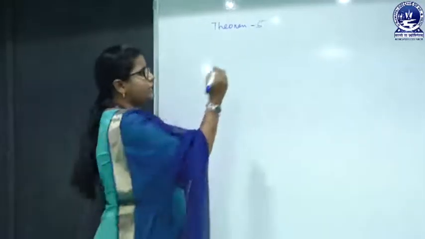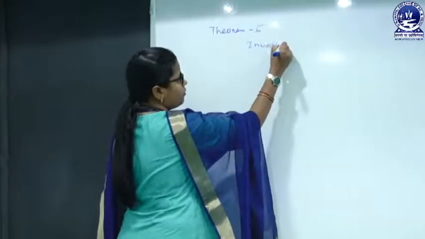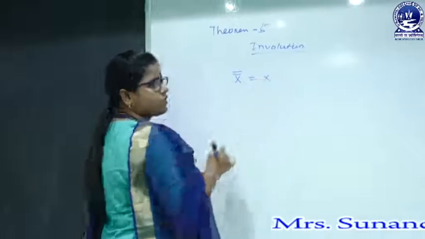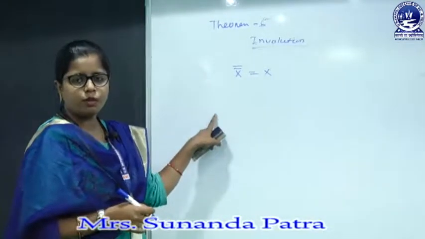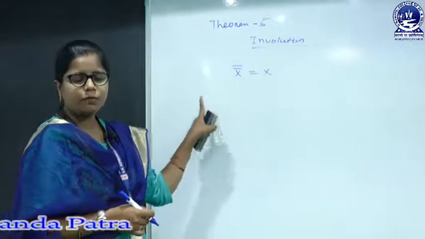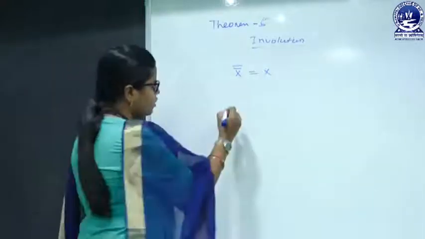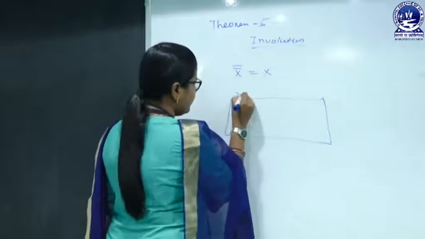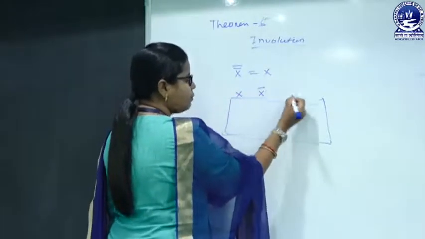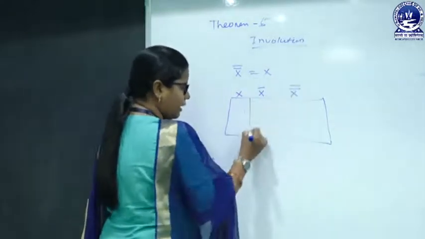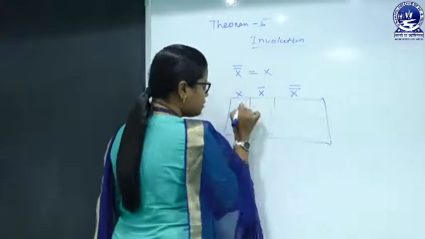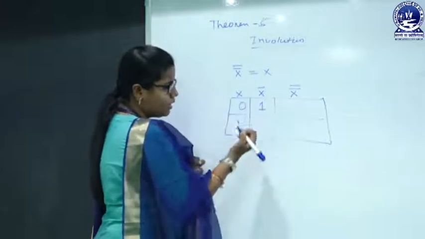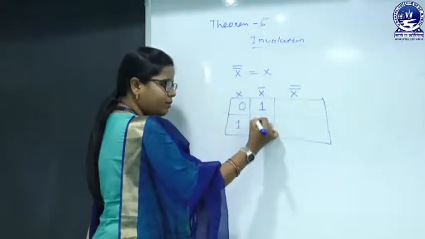The next theorem is the involution law. The involution law says x double complement equals x. So let's prove it by the proof of perfect induction. That means we have to prove it by using the truth table. So here is the truth table. It has x complement, and it has x double complement. The value of x can be 0 or 1. So if it is 0, then x complement equals 1. And if it is 1, then x complement will be 0.